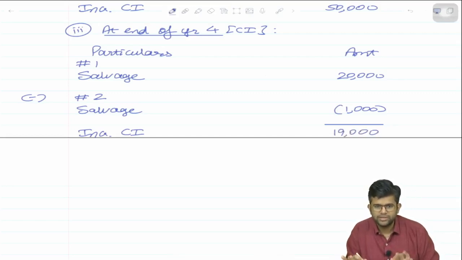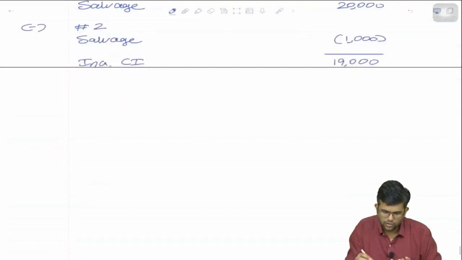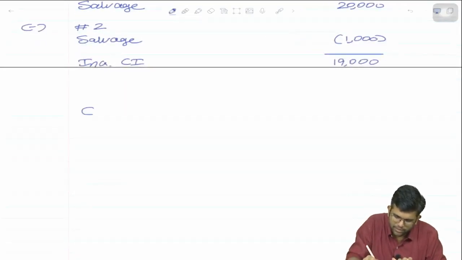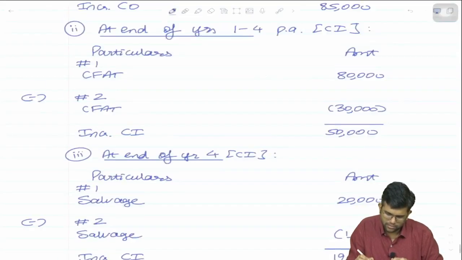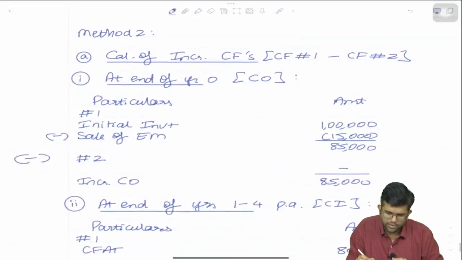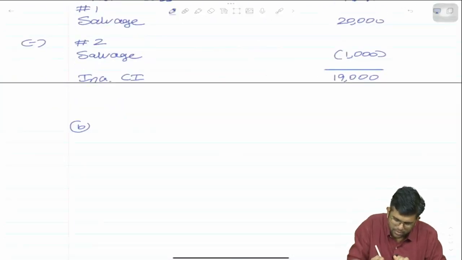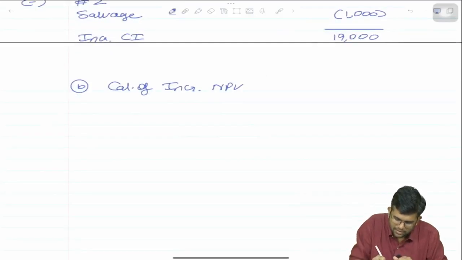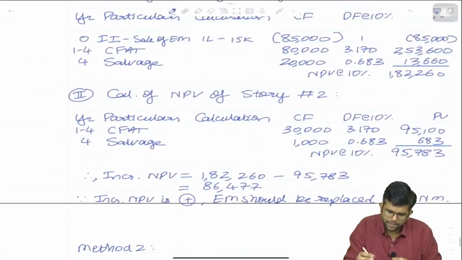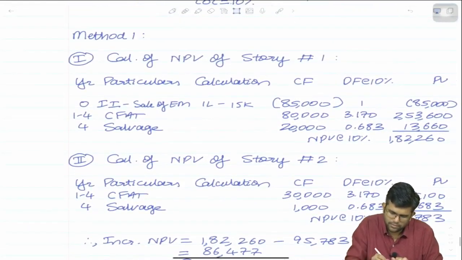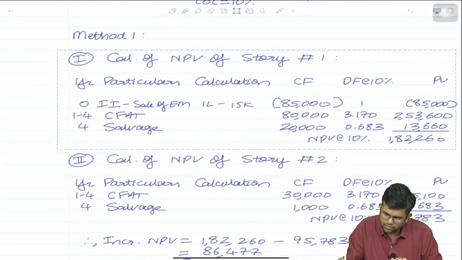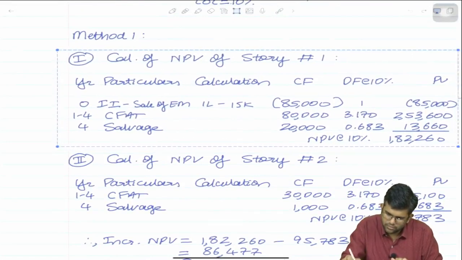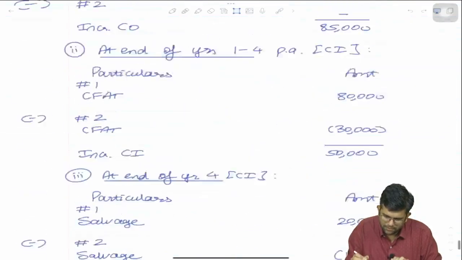Now that we have incremental cash flows, now we will say point number 2, or Roman point number B, and I will say here calculation of incremental NPV. Okay, calculation of incremental NPV. Okay, now see, this we had done, no? This only I am duplicating here.